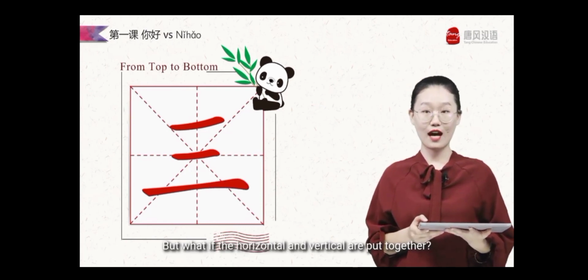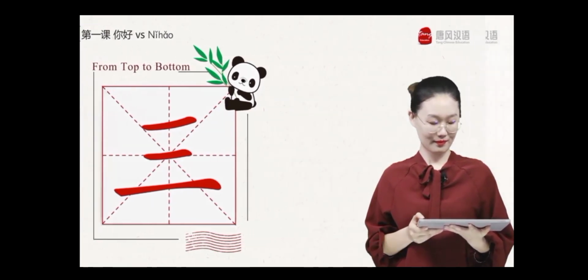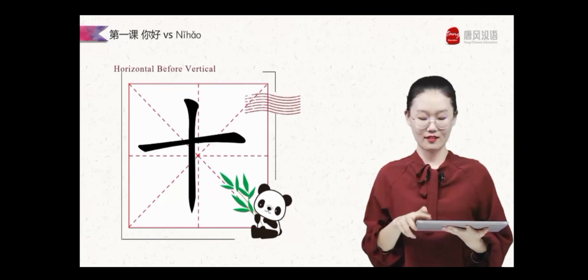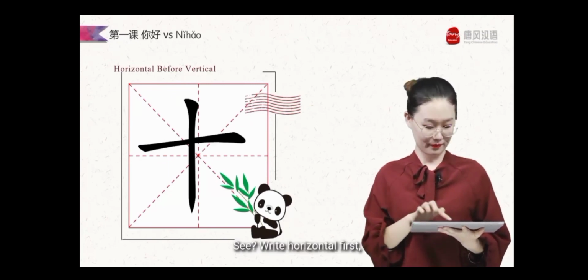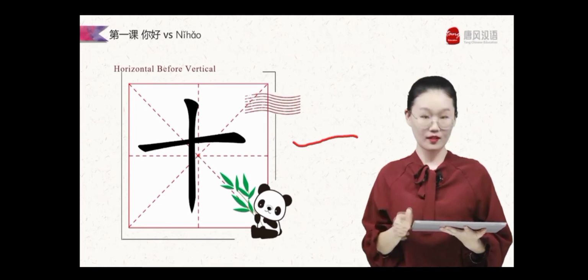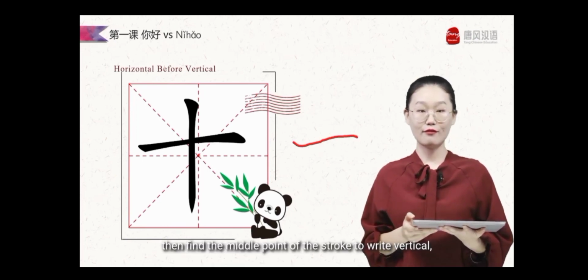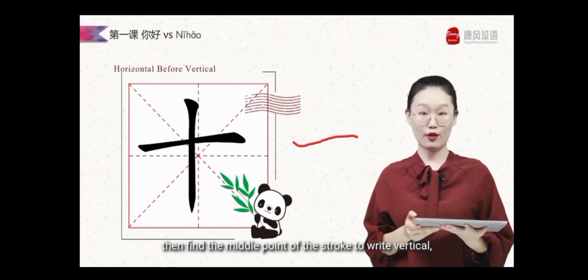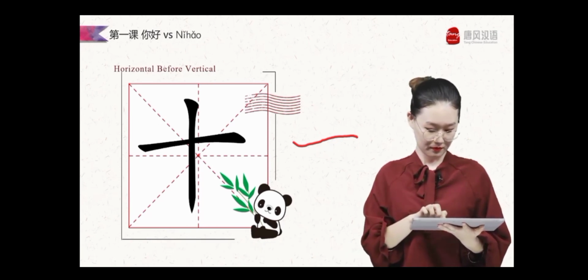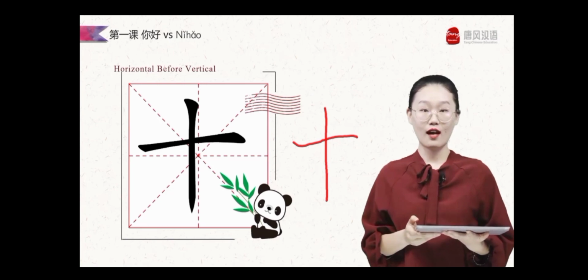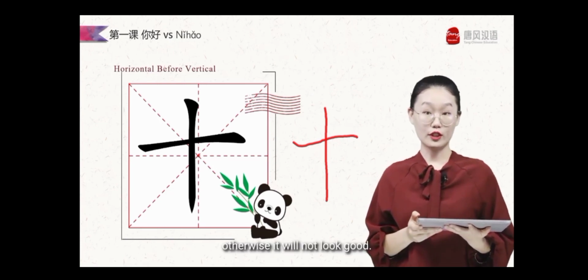But what if the horizontal and vertical are put together? See, write horizontal first, and then find the middle point of the stroke to write vertical. Otherwise, it will not look good.